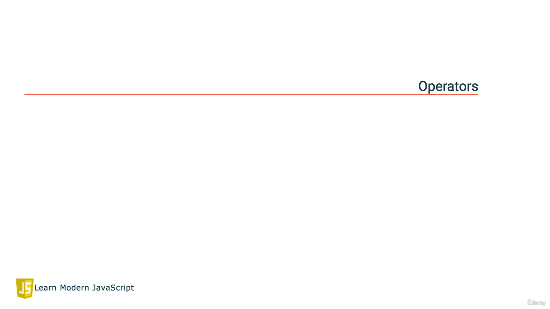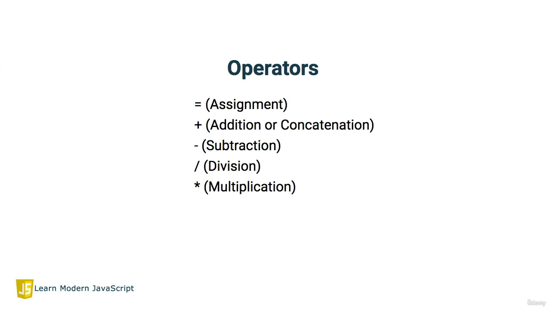Operators allow you to manipulate values. We've already used a few operators. However, there are over 30 operators in the JavaScript language. We're going to take a look at a few more operators in this movie. First, let's review the operators we have already been introduced to.